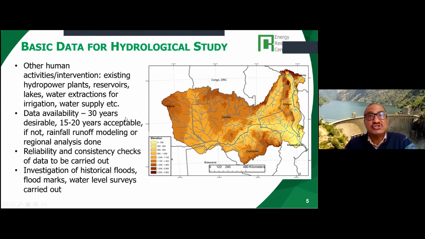And then once you get this data, you have to do some reliability and consistency checks of the data. And this is true for any type of data. You collect data, you have to be able to check the quality of this data. You should also investigate the historical floods. What are the flood marks in the river? Water level surveys should be done, so that when you design your powerhouse or other structures, these structures are able to manage these floods.